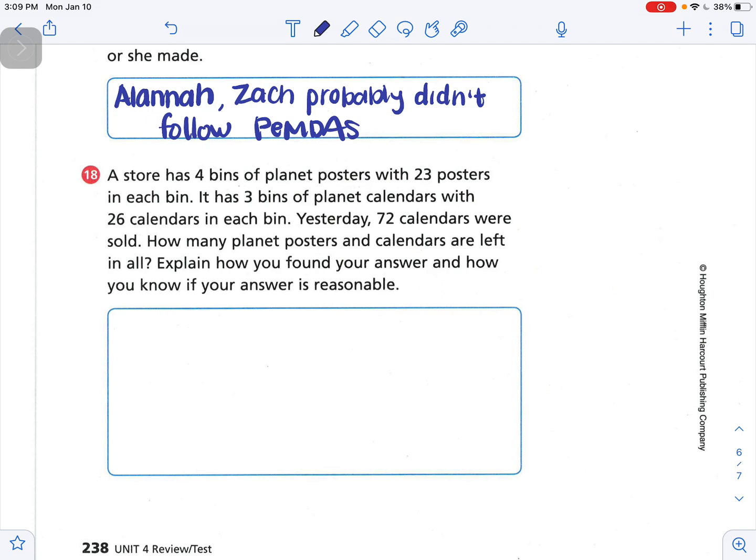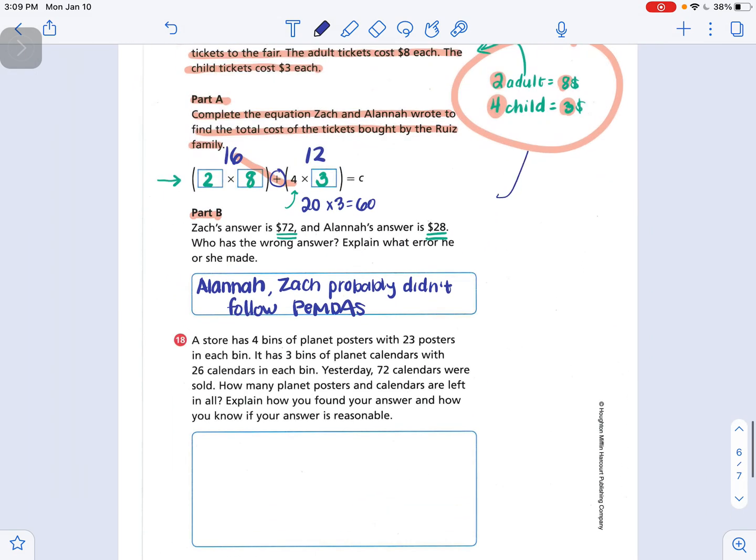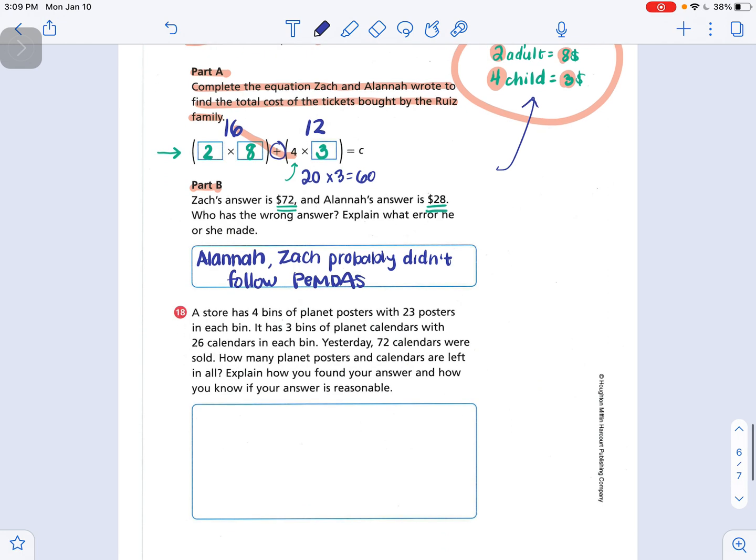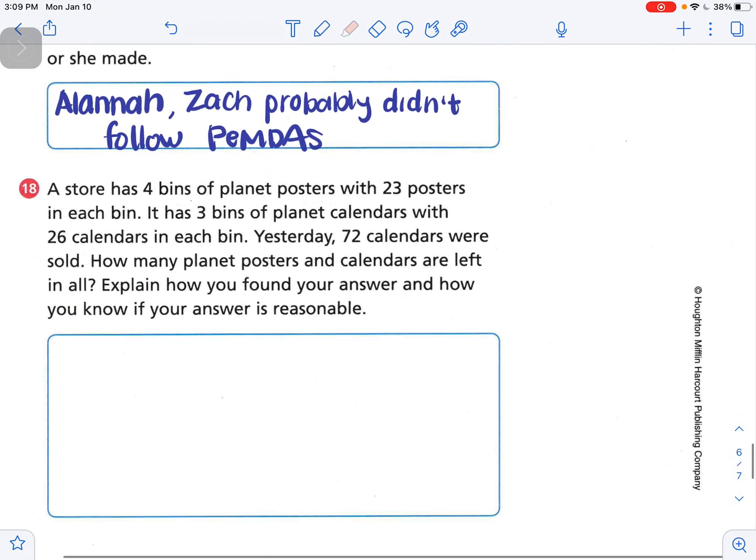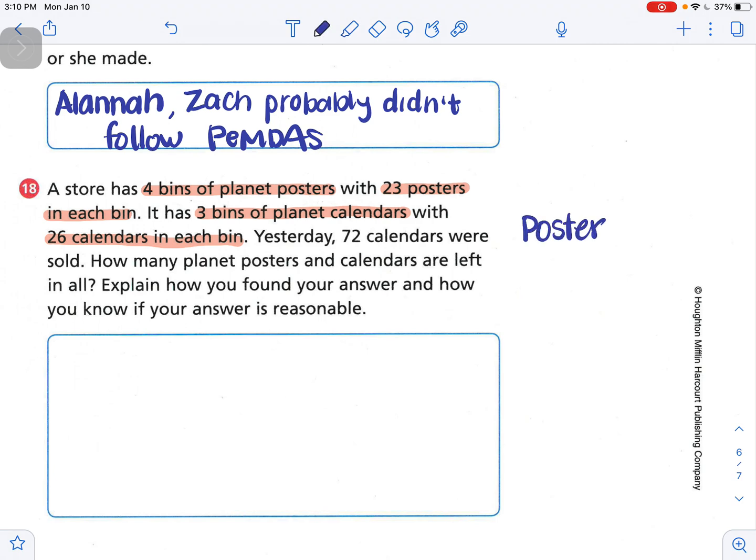Okay. All right, the last but not least, and 4th graders, this is a doozy. There's a lot of steps to it, but just like I did up here, how I organized my information, let's see if we can maybe organize the information down here, okay? It says a store has 4 bins of Planet posters with 23 posters in each bin, and 3 bins of Planet calendars with 26 calendars in each bin. So it looks like we're talking about posters and calendars here. So posters, calendars.